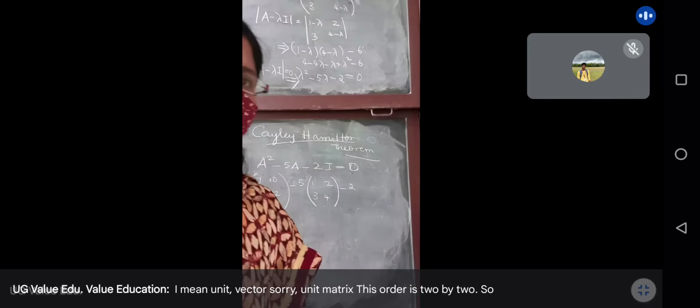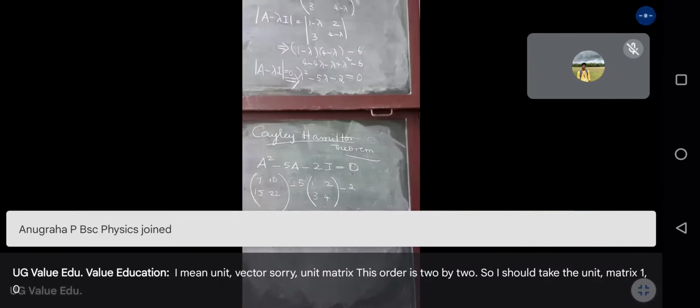A squared is 7, 10, 15, 22, minus 5 times A, which is 1, 2, 3, 4. Minus 2 times I. I means unit vector, sorry, unit matrix. This order is 2 by 2, so I should take the unit matrix 1, 0, 0, 1.